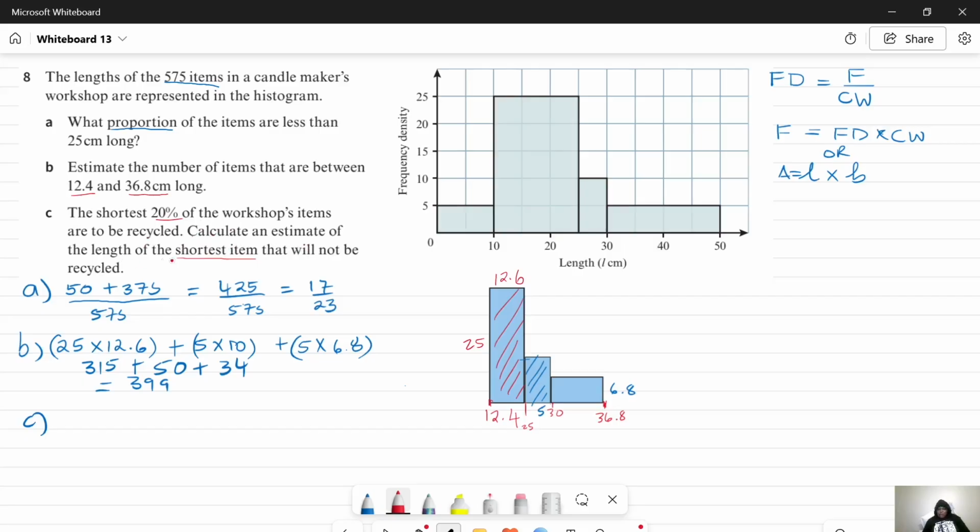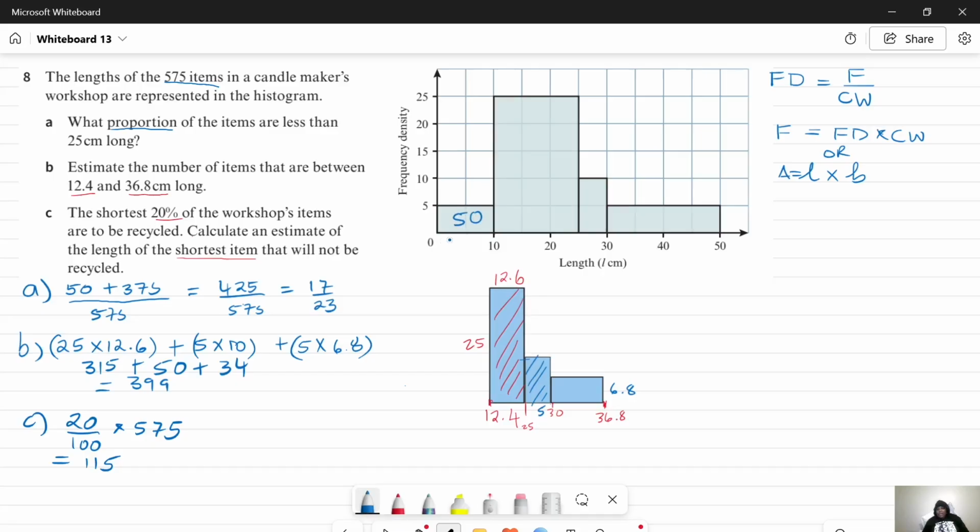Calculate an estimate of the length of the shortest item that will not be recycled. So basically, 20% of items will be recycled. First thing we want to understand is what is 20% of the items, which is 20% of 575. That gives you 115 items. So I have 50 already here.